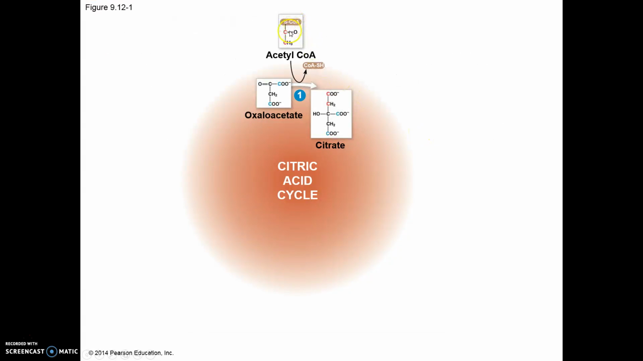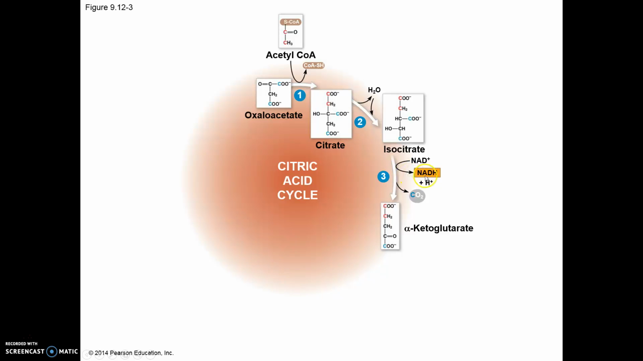So acetyl-CoA, the carbons are marked in red, we essentially transfer those carbons onto something called oxaloacetate. Here, some of the carbons are marked in blue, some of them are in black. So we now produce this molecule called citrate. We can then rearrange that to produce isocitrate.